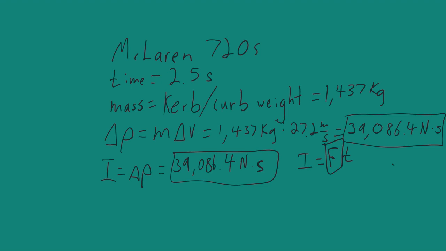I'm going to have to get force all alone. So I'm multiplying by time here. To get it onto the other side, I do the opposite. I divide by time. And impulse over the amount of time is equal to the force. So when I do this, my time is 2.5. I'm going to take my impulse, divide by 2.5, and you should end up with a number that is 15,634 newtons.